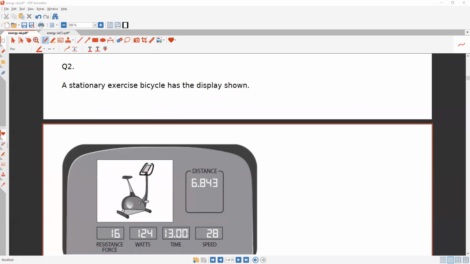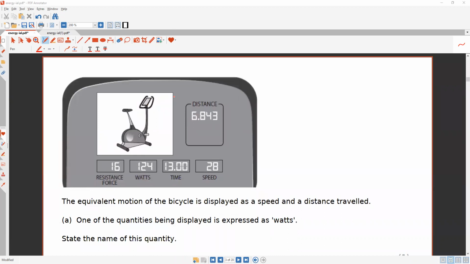Question number 2. Now they said an exercise bicycle has a display shown. This is the distance he has traveled, most probably in kilometers. This is the resistive force. This is in watts. This is the time. And this is the speed at which he is moving. Okay, so all this information is given over here.